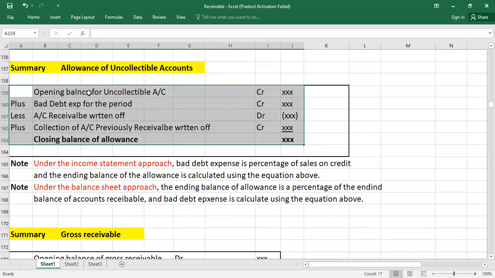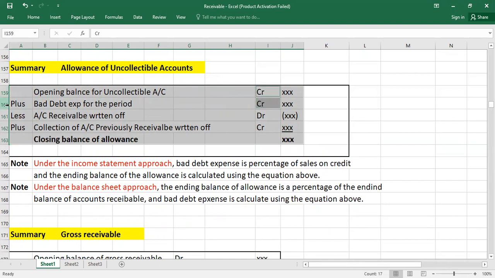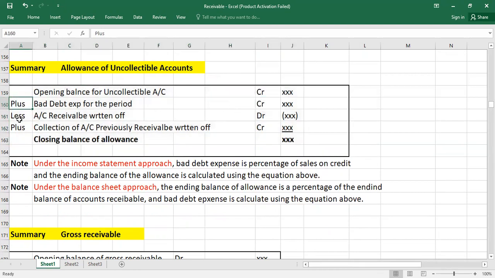Usually we will take the opening balance for uncollectible accounts. It is always credit in nature, so we take the opening balance plus bad debts expense for the period, because when you record for the period you record the entry debit bad debts expense, credit allowance. Allowance is credit, so credit plus credit, that's why it's added here. Then you have less accounts receivable written off. When you write off the receivables, you pass the entry debit allowance, credit receivables. So allowance is debit, that is why it is subtracted here.